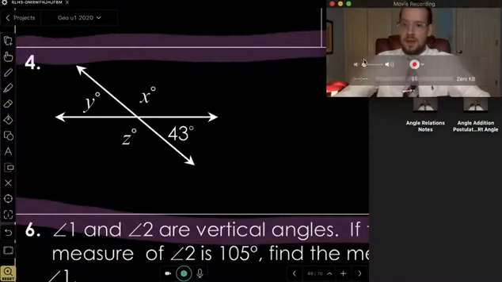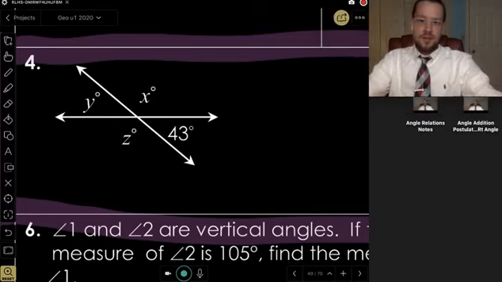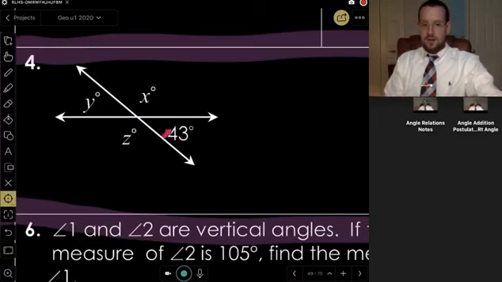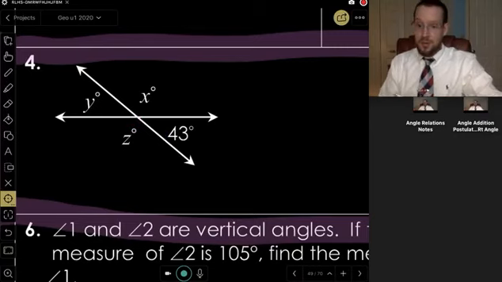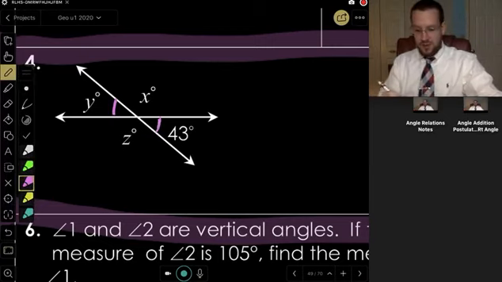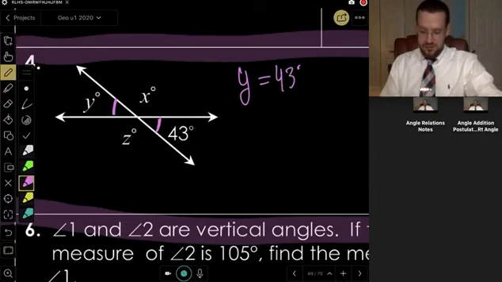So here I have our first example, and it is this figure. One thing I like to look for is vertical angles and linear pairs. So let's look for a vertical angle first. These are angles that are right across from each other, and guess what? They are congruent. So they're the same measure. So the measure of angle y is 43 degrees.